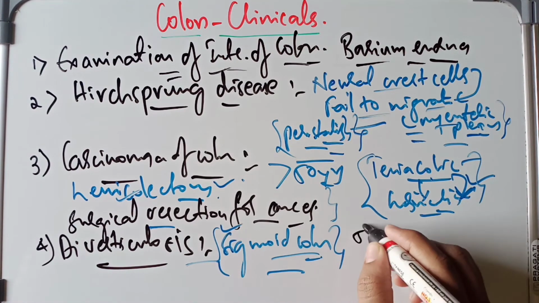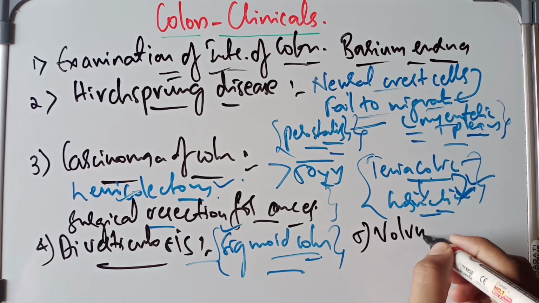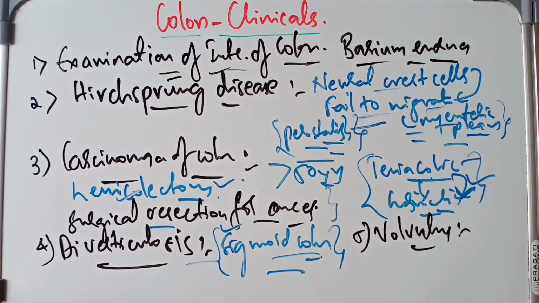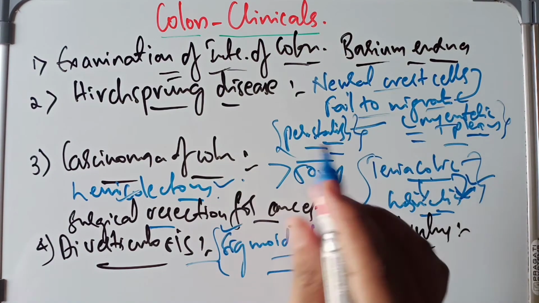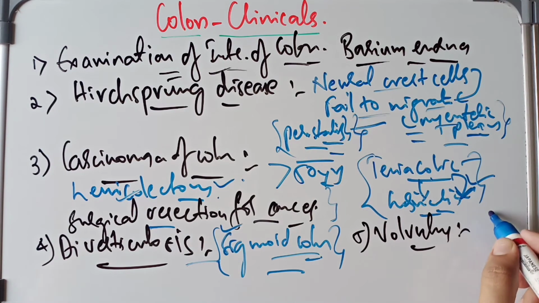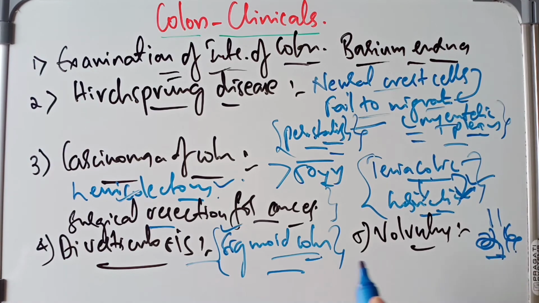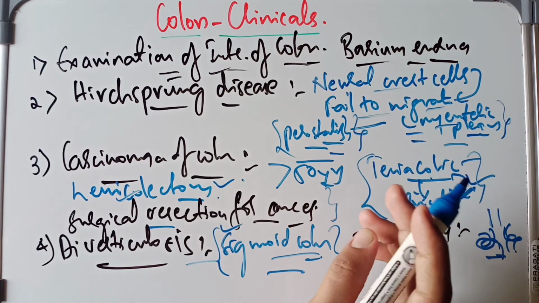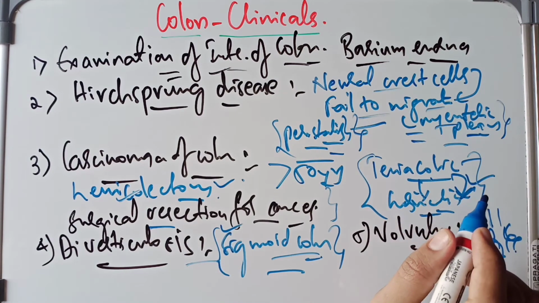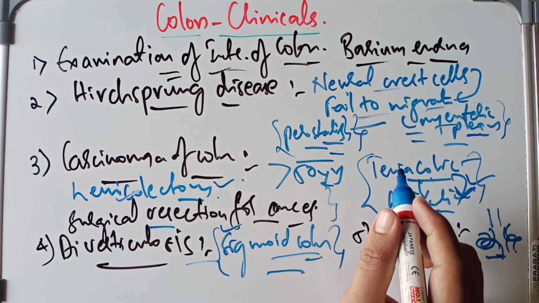So what about the fifth thing we are discussing? That is known as the volvulus. So what is volvulus? It is a clinical condition in which a portion of the gut will rotate either clockwise or anti-clockwise. So this is the normal gut. Either it may rotate clockwise or it may rotate anti-clockwise on the axis of its mesentery.